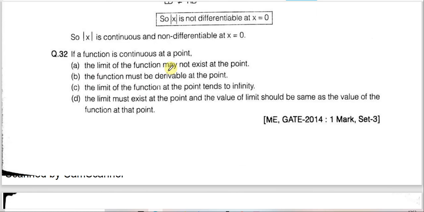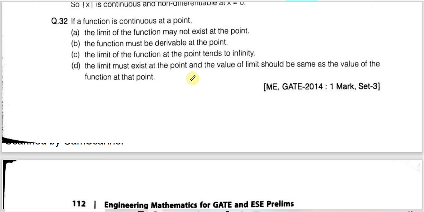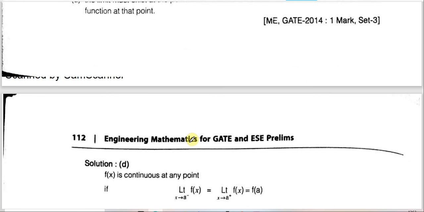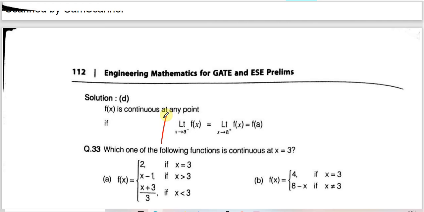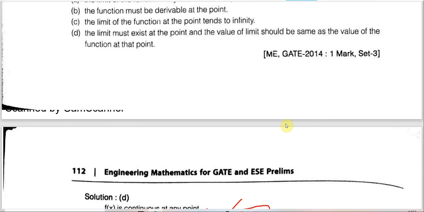A function is continuous at a point, then the limit of the function may not exist at a point? If the function has a derivative at the point, then what can you say? See, if the function is continuous, then this condition will be satisfied: a plus, a minus and f of a will all be equal. It means the limit is existing, so the limit must exist at that point. The value of the limit should be the same also. Then only we will say that it is continuous.